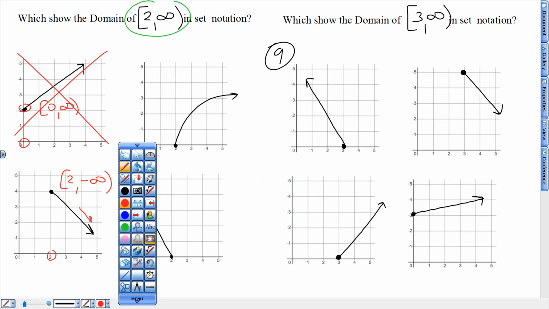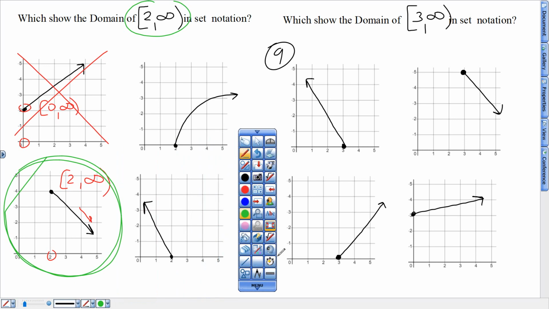But nope, that one is true. I don't care that that one's going downhill. Anything domain-wise is measured from left to right, and that is going left to right. That's positive infinity. That one is one of the matching answers. That one, yes, is square bracket 2, positive infinity. Even though it's going downhill, it doesn't matter. Anything measured left to right, going to the right, positive.